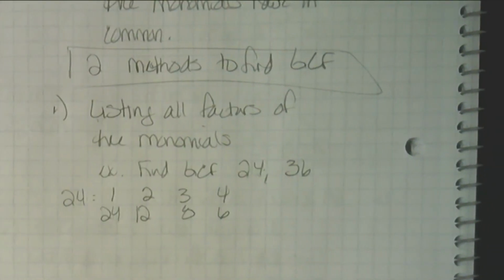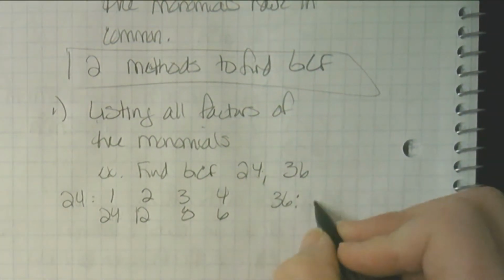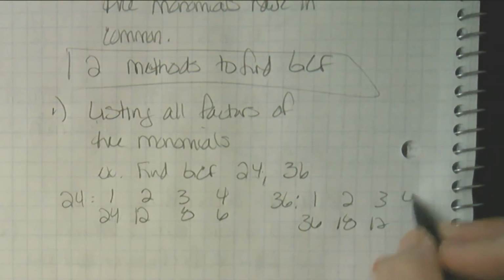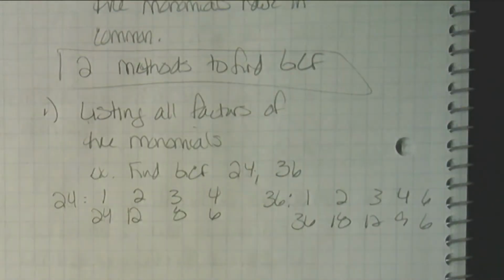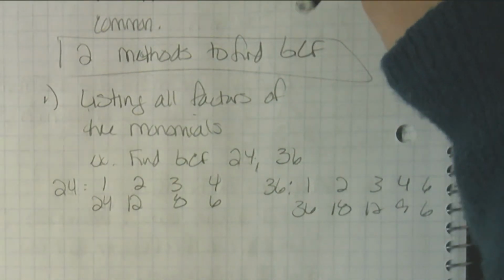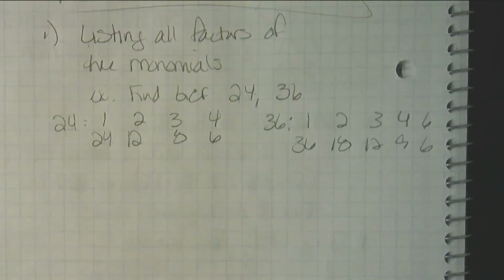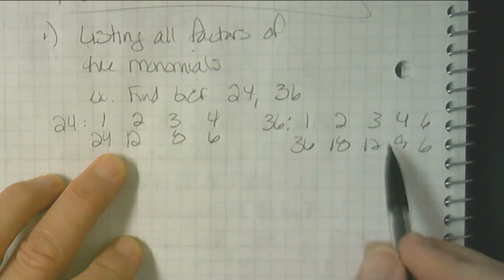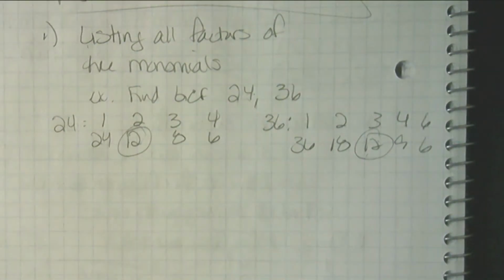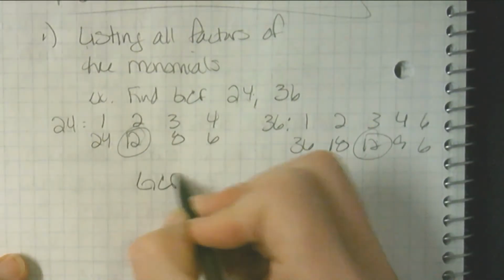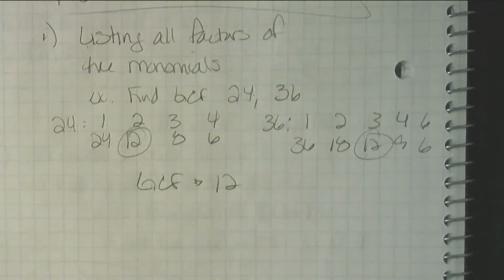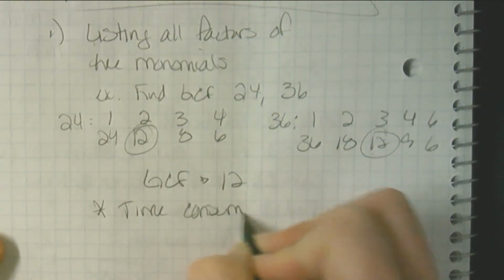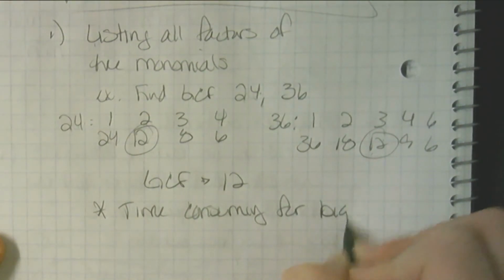So I'm just listing the factors. And if I did 36, it would be 1 and 36, 2 and 18, 3 and 12, 4 and 9, 6 and 6. So it takes a little time. For smaller numbers, you could do it, right? It just takes a little bit more time. And if we take a look here, we're looking at the biggest factor. The biggest factor is going to be a 12. So our GCF would be 12. Now the problem with this is it's time consuming for big numbers.